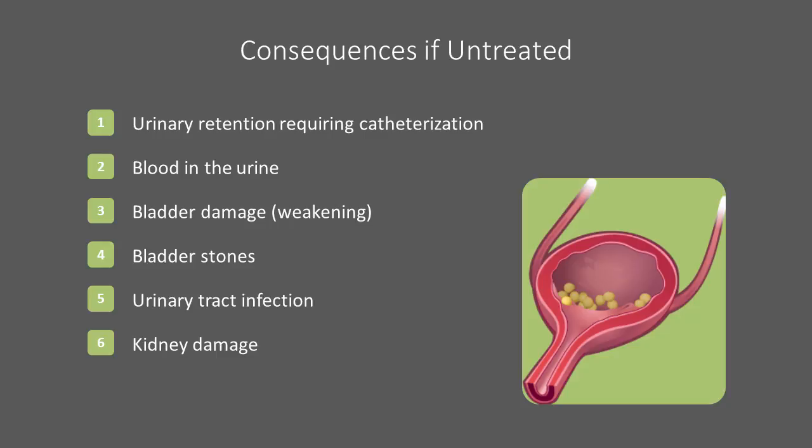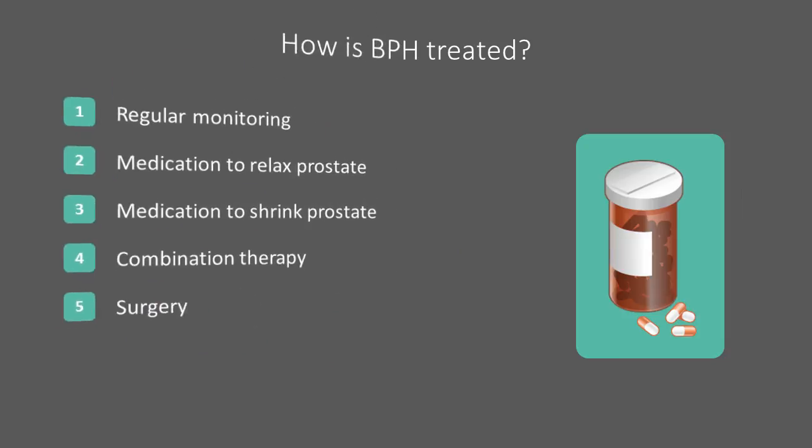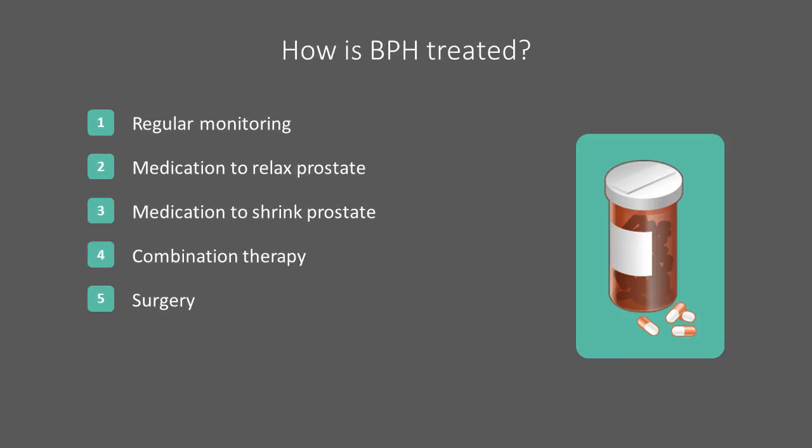When left untreated, BPH and other obstructing conditions of the prostate can lead to a total inability to urinate called urinary retention, which requires insertion of a tube called a catheter into the bladder. It can also result in blood in the urine, weakening of the bladder, bladder stones, urinary tract infection, or even kidney damage. Treating obstruction caused by the prostate such as BPH may involve regular monitoring of symptoms, medications that relax the prostate, medications that shrink the prostate, combination therapy of both types, or surgical therapy.